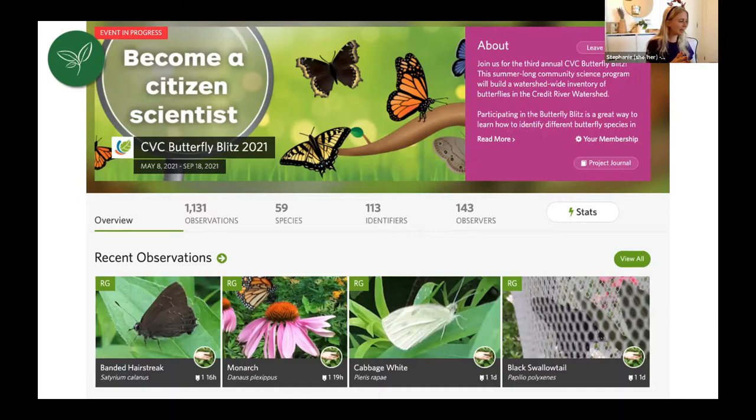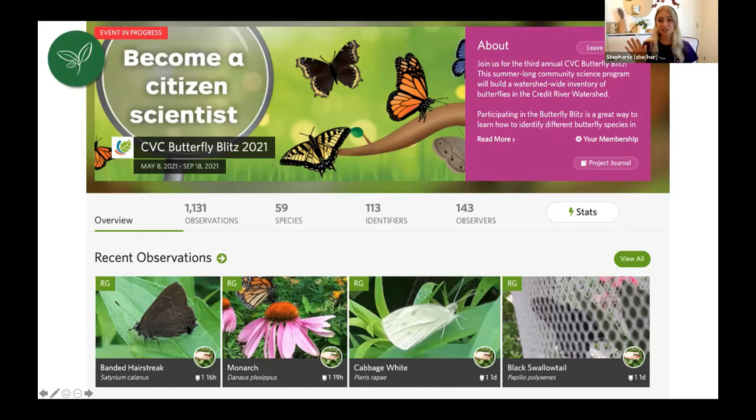So it eliminates having to go through actually a field guide, though I do think usually you learn more when having to go through a field guide, but it does save you that kind of task, and it will try to identify that species for you, and you can submit it. iNaturalist is not only for butterflies, though. You can use it for anything.